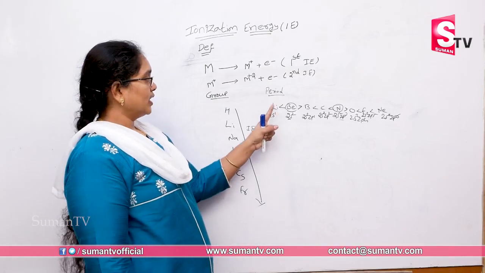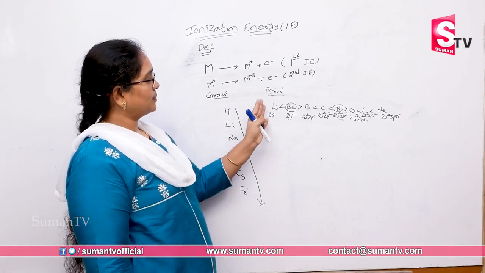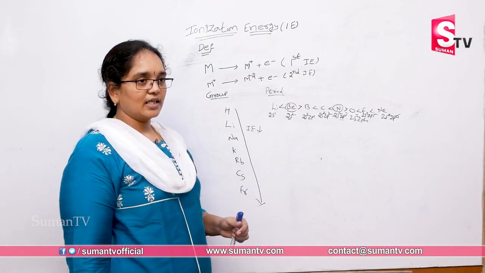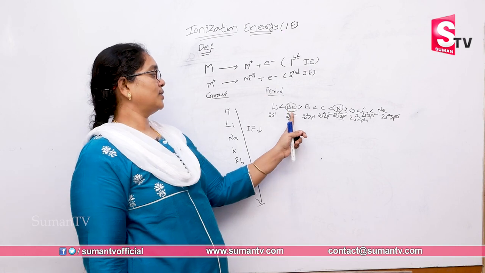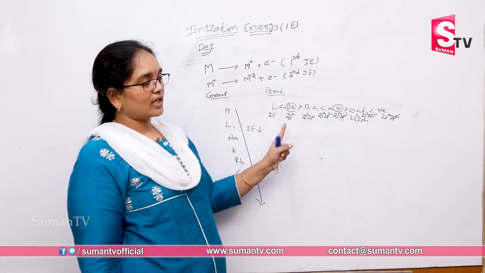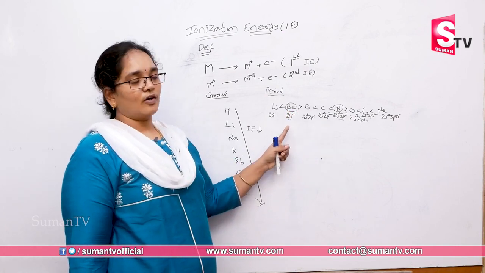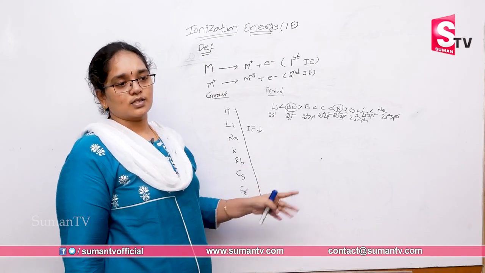In general, in a period from left to right, ionization energy increases, or we can say it is not following regular trends. What is the reason? Beryllium and nitrogen have half-filled and completely filled orbitals.